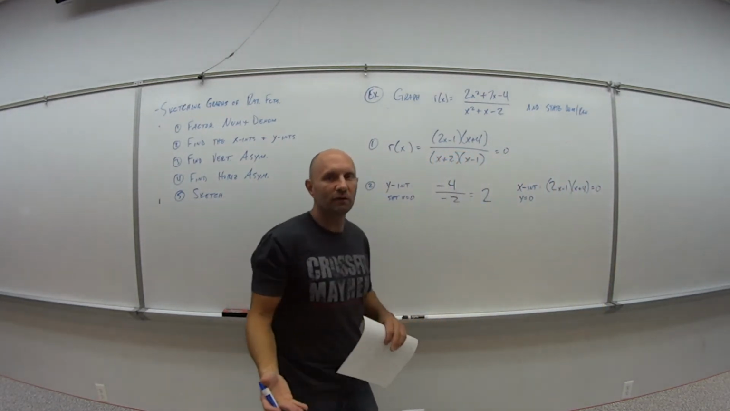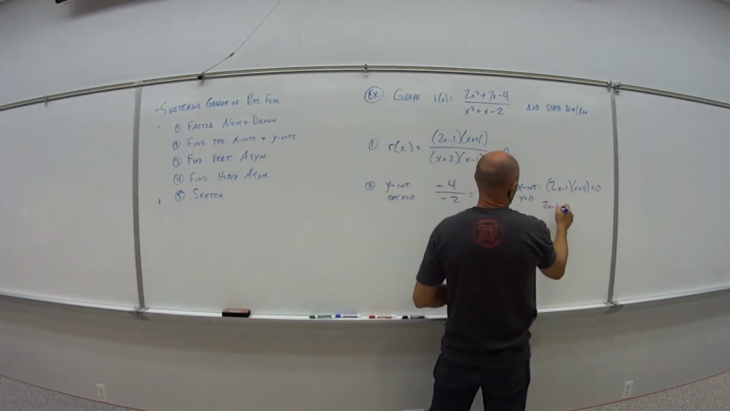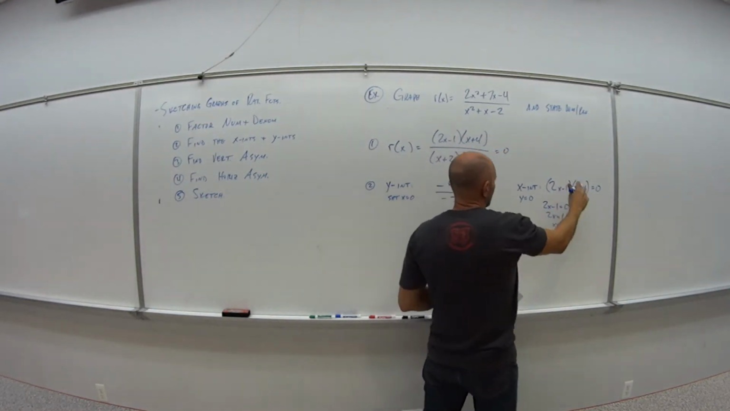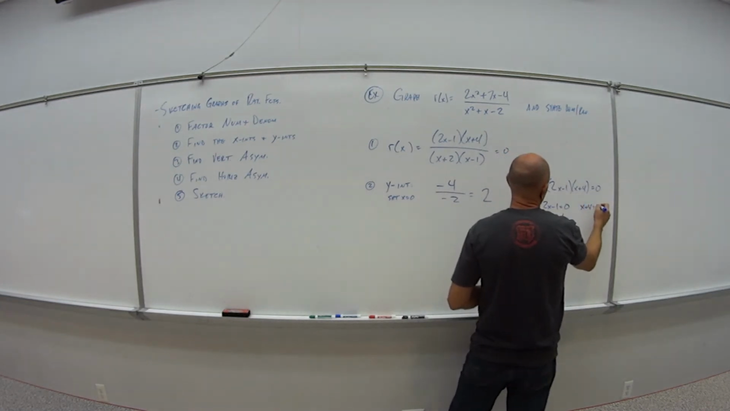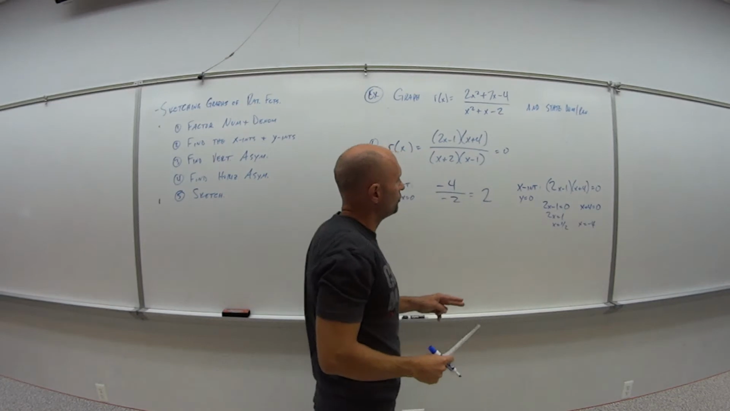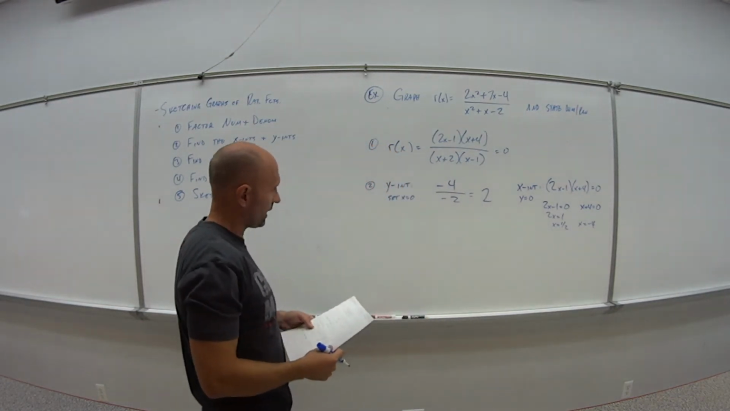And now I use my zero property rule. That's why we wanted to factor it. So we get 2x minus 1 is 0, so 2x is 1, x is 1/2. And x plus 4 is 0, which means x equals negative 4. So I have 2 x-intercepts and 1 y-intercept.